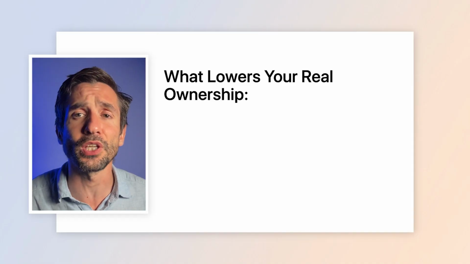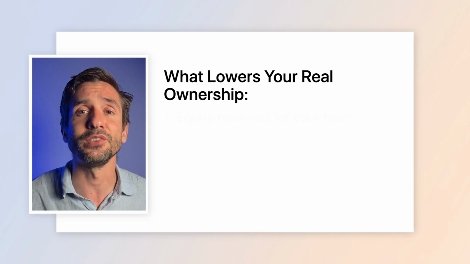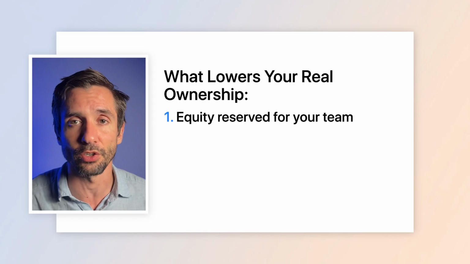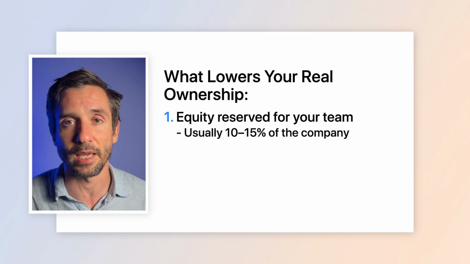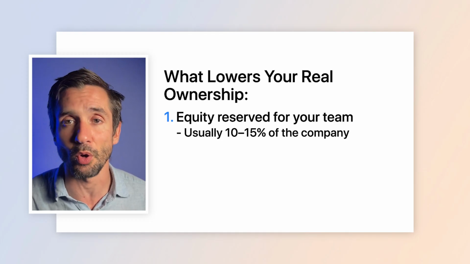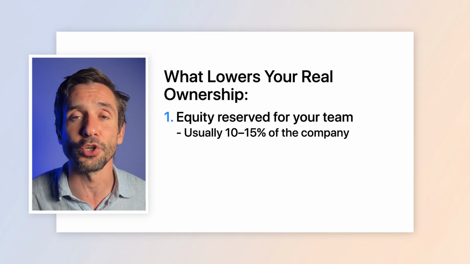Fully diluted just means counting every share that could exist someday, including the equity you've already promised people but haven't formally handed over. That's because a big part of your shares are usually spoken for long before they ever show up in anyone's name, and they all come out of your ownership. So the first thing that lowers how much you own is the equity you set aside for your team. It's standard to reserve a portion of your shares for future employees, usually around 10 to 15% of the company. Those shares aren't in anyone's name yet, but you've already promised them away, so your honest ownership number has to count them.